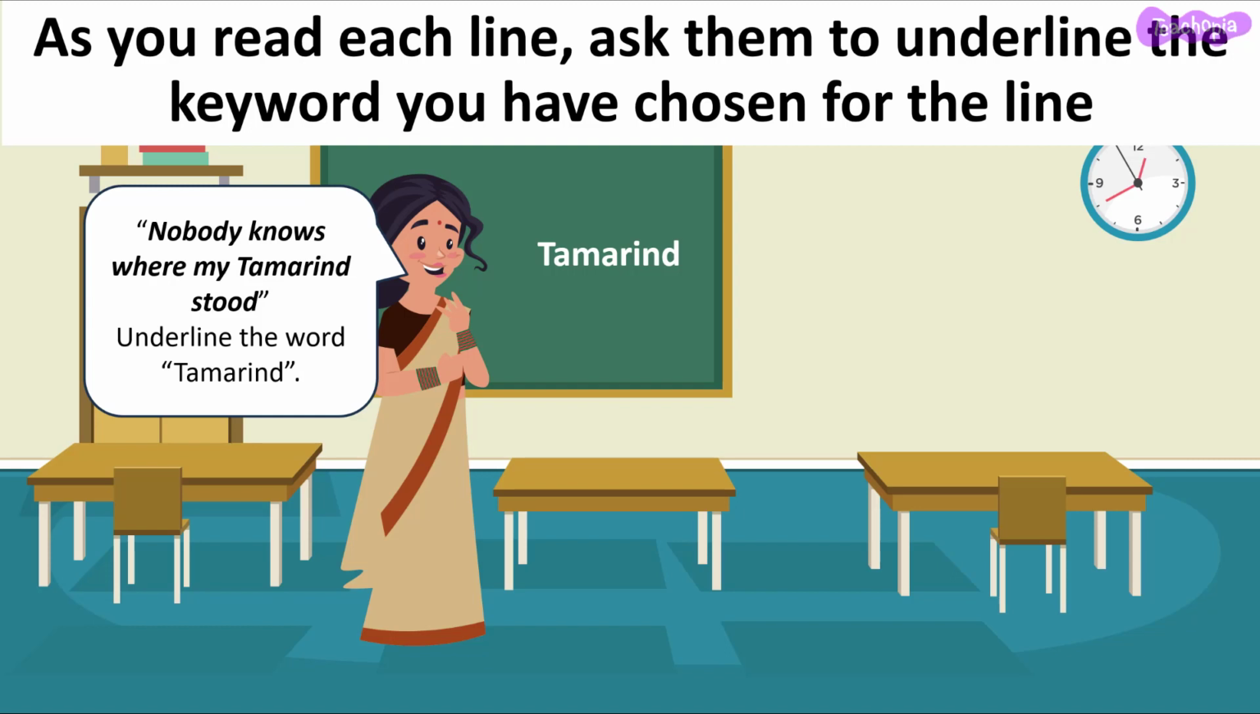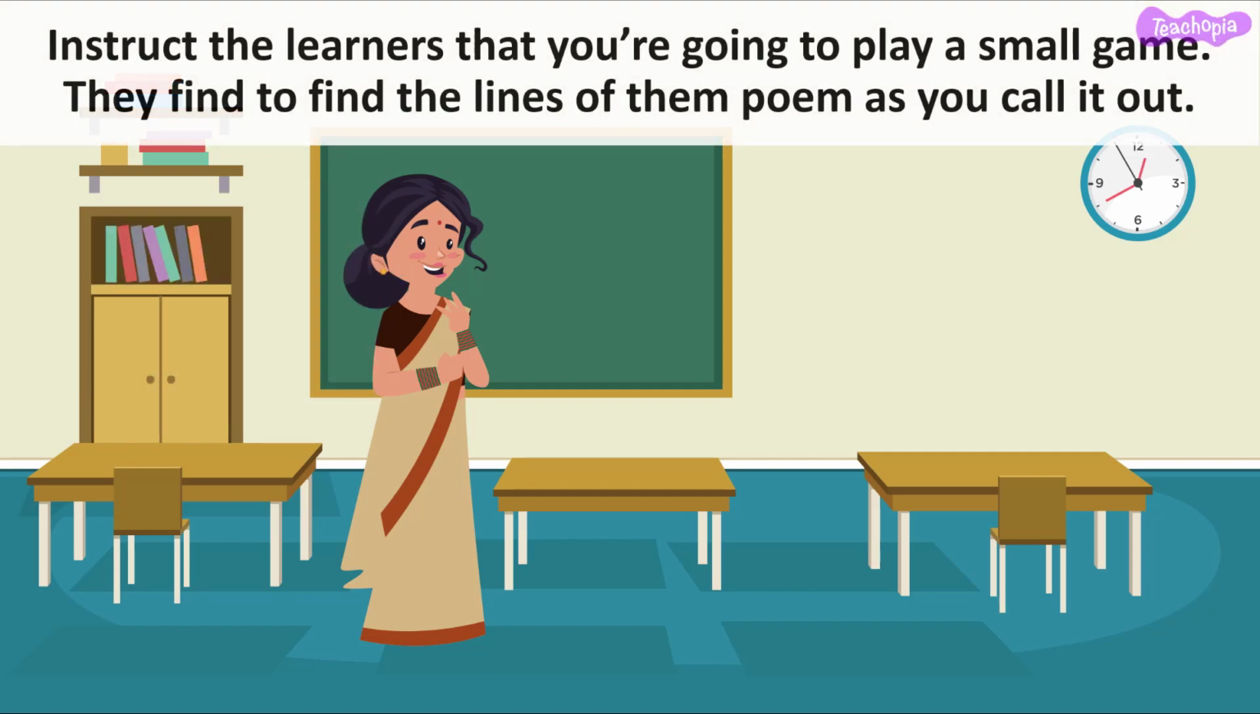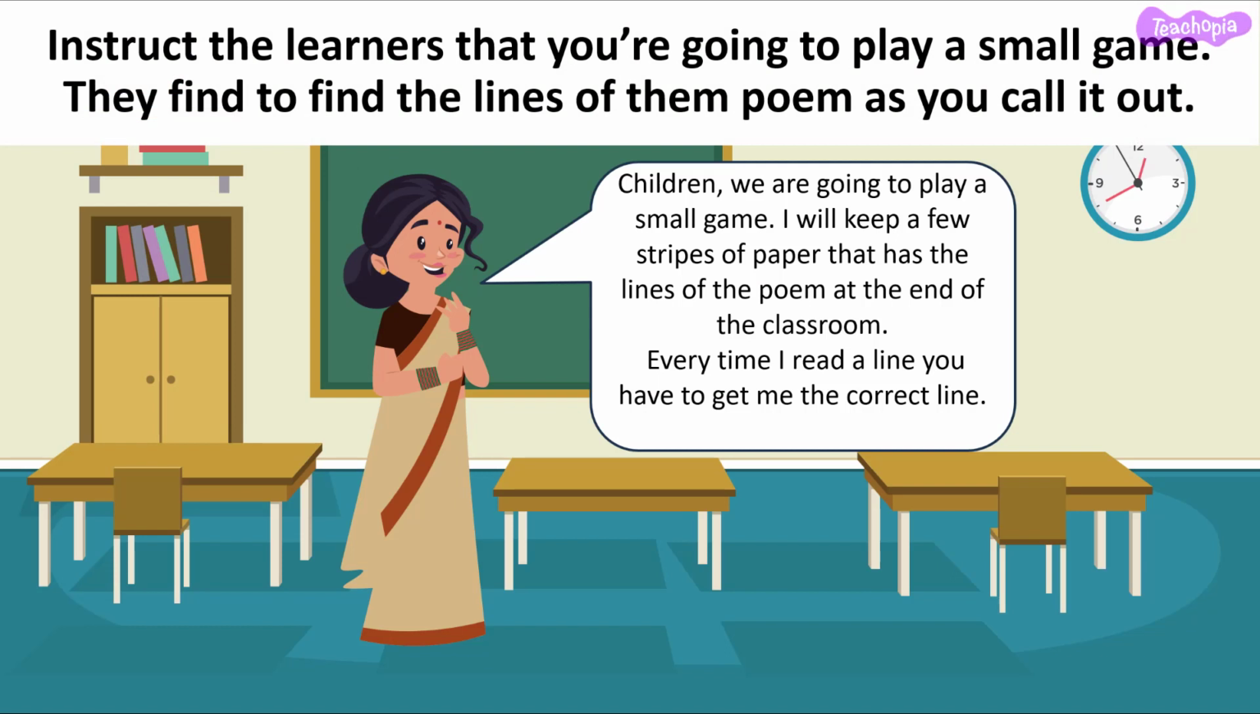Nobody knows where my tamarind stood. Underline the word tamarind. Now, instruct the students that you are going to play a small game. Every time you call a line from the poem, they must find where that line is by looking for it behind the classroom.